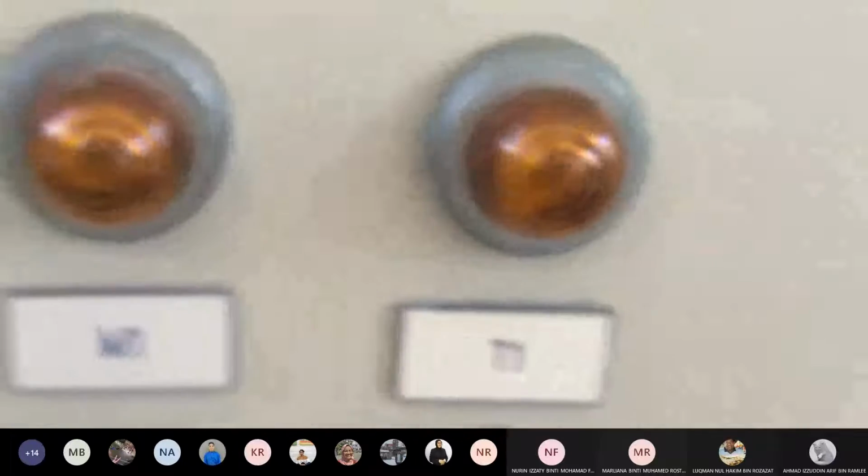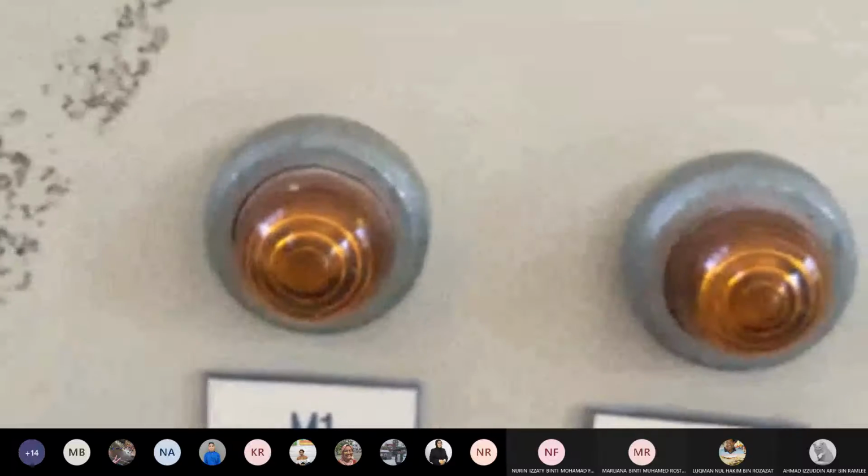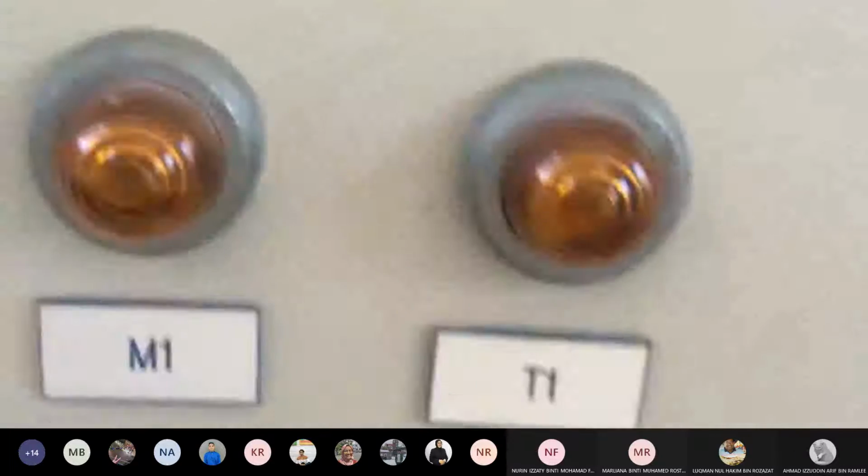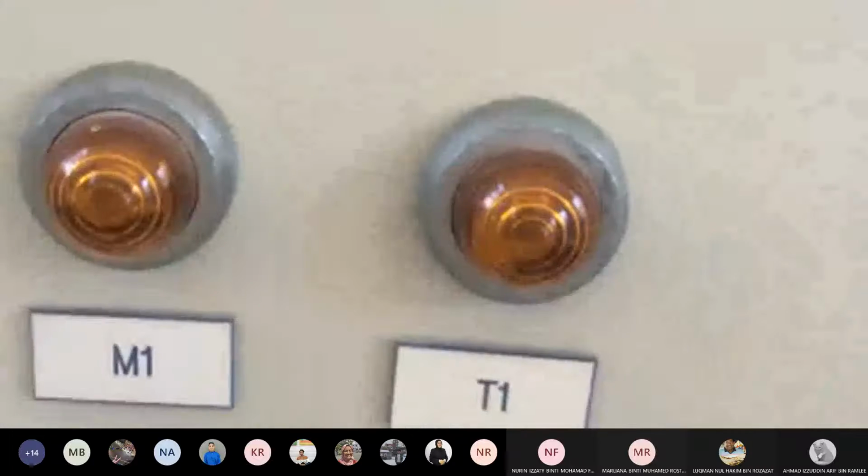Okay, what are the things that you can see? For this experiment, this is the main power to switch on. You see here there are 2 buttons, right? M1 is for the stirrer, T1 is for the water bath. So if I want to switch on the stirrer, I have to switch on M1. If I want to switch on the water bath, it will be T1. Okay, so let's say I switch on T1, you can see.